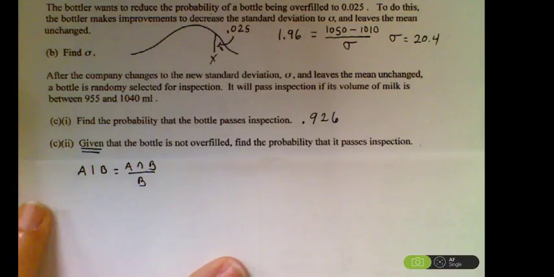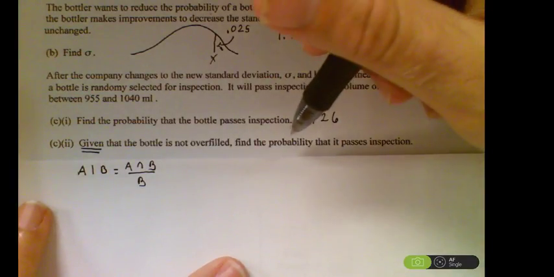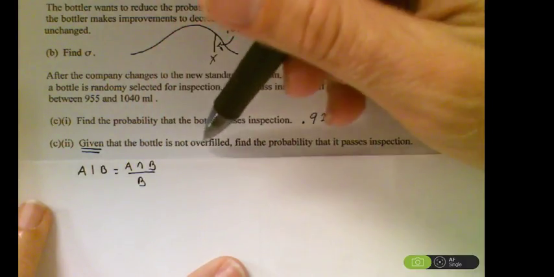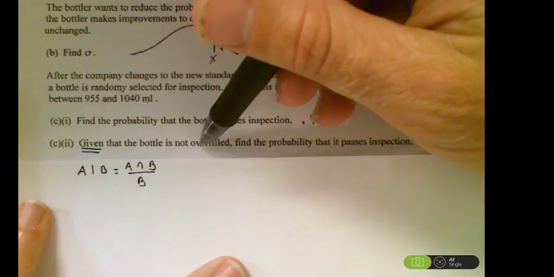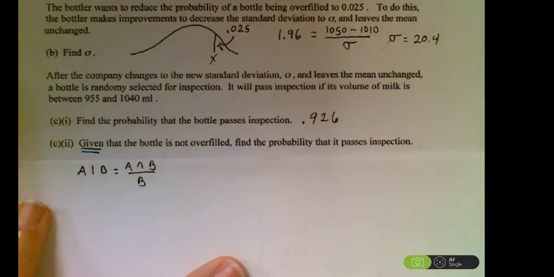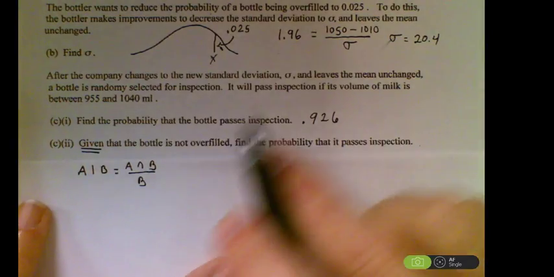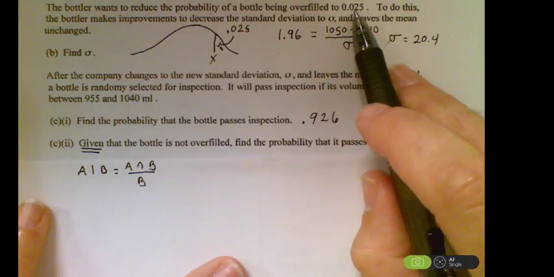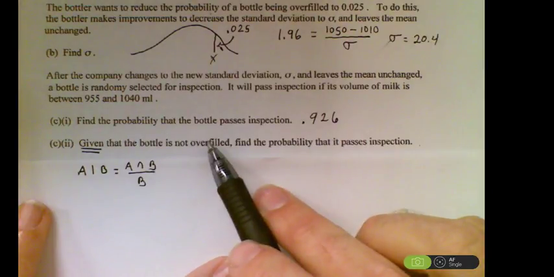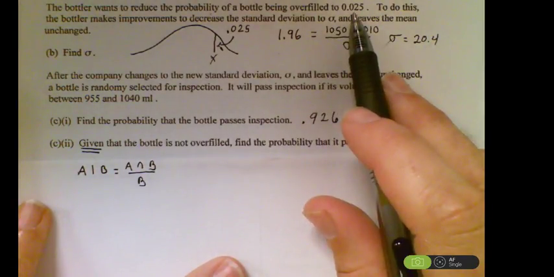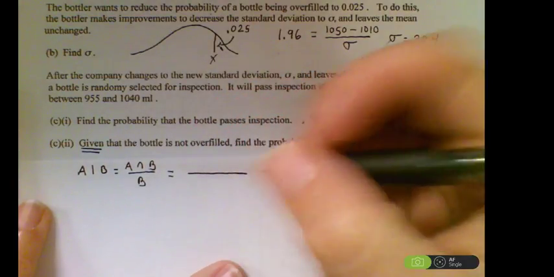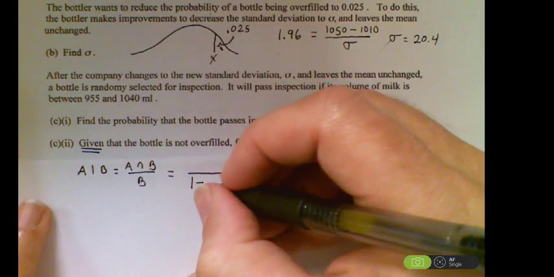That leads us into our setup for this question. Given that it's not overfilled, that goes on the bottom of our setup: the probability that it's not overfilled, which is our given information. We were told up above that if it's overfilled, it was 2.5%, which means if it's not overfilled, it's just the complement of that. So 1 minus 2.5% would be that probability. We'll just write it all out.